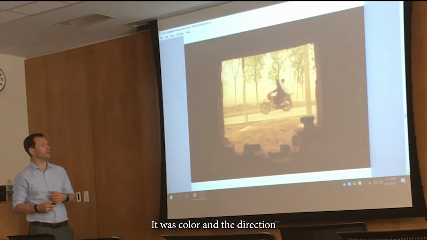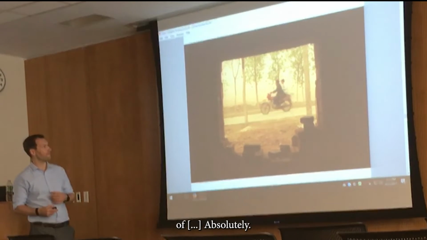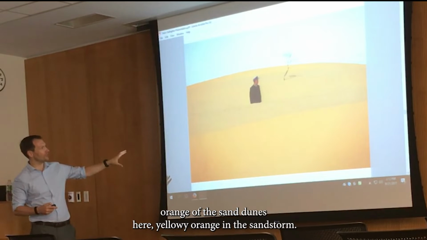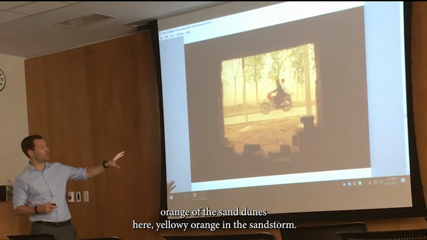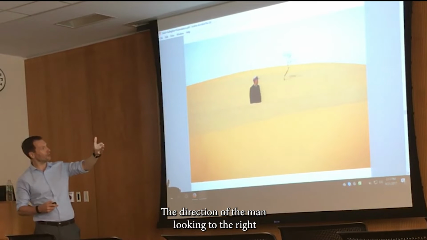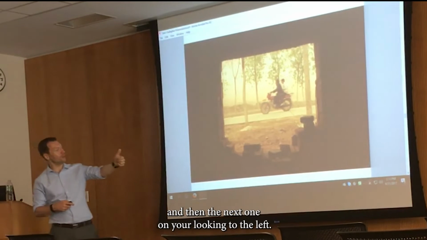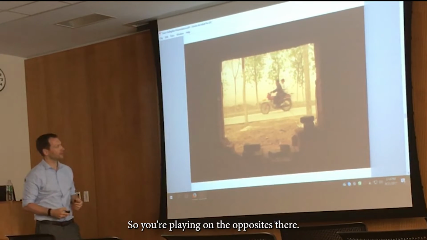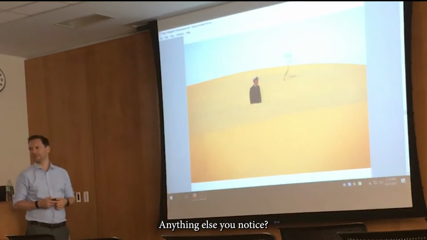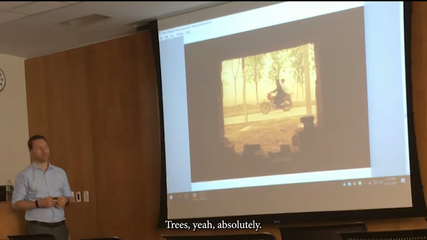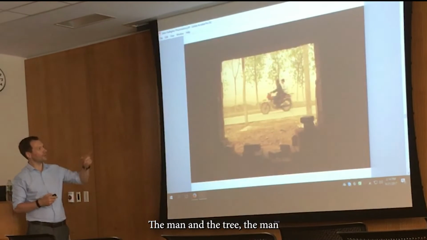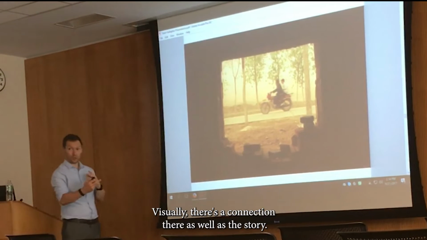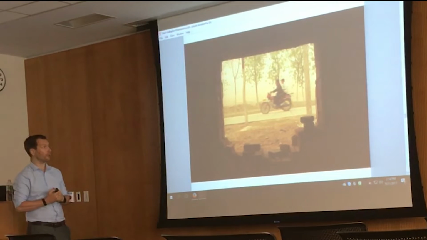Well, there's color and the direction of each one, they're moving against one another. Absolutely. So we go from the yellowy orange of the sand dunes here, yellowy orange of the sandstorm, the direction of the man looking to the right, and then you view the next one, you're looking to the left. So you're playing on the opposites there. Anything else you notice? Trees, yeah, absolutely. The man and the tree, the men and the trees. There's a connection there. Visually, there's a connection there, as well as the story.